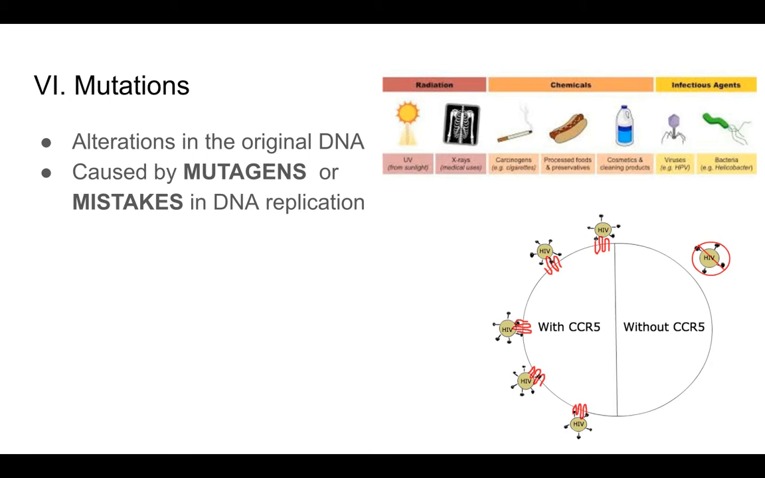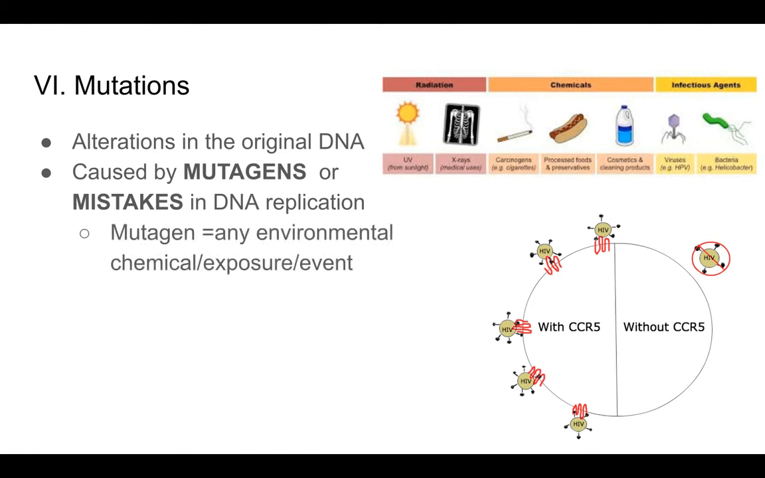So errors that DNA poly 3 did not pick up on. There's a quick definition for you of mutagen. Again, these environmental chemical exposures that we see in that top diagram. So what are mutations? Alterations in an original DNA sequence. And why might we get them? Because we've been exposed to something or because our DNA replication process had an error that went unfixed.